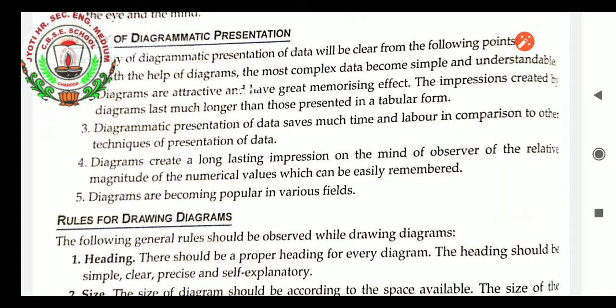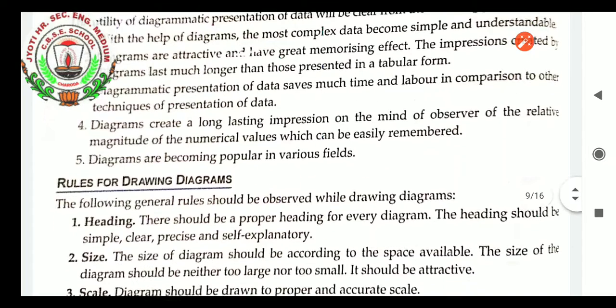Many times it has been said, definitely student, it has a memorizing effect, a long-lasting impression on the mind of the observer of the relative magnitude of the numerical value, because when we are seeing some pictures and some graphs, it is easily understood by us, and not only understood but also memorized, so the values can be easily remembered. Diagrams are becoming popular in various fields.